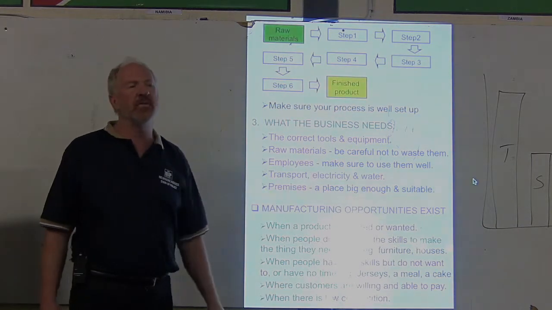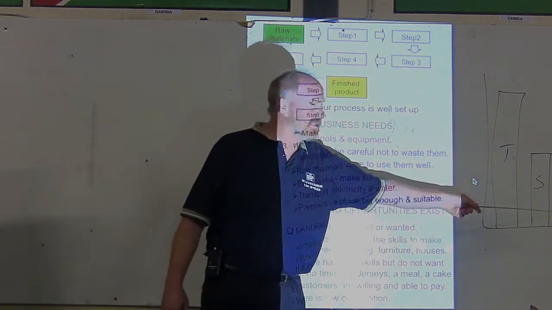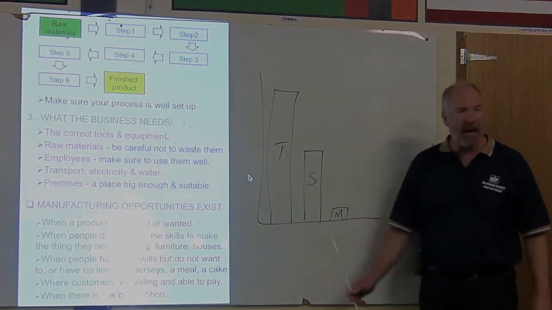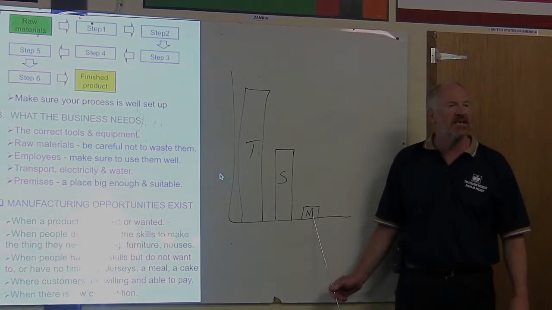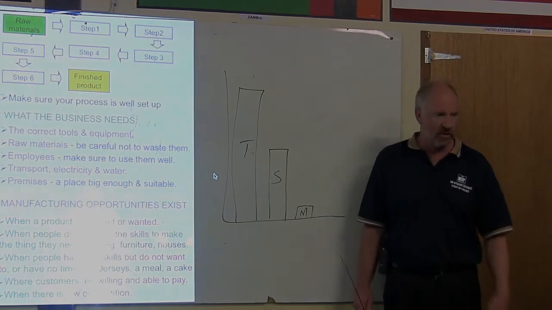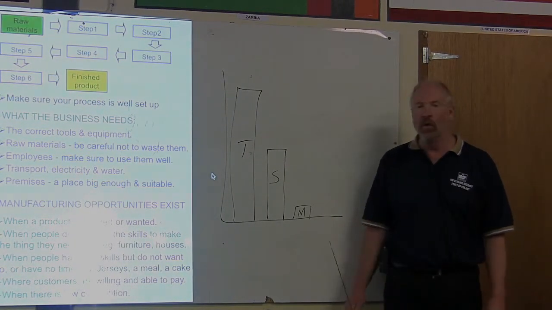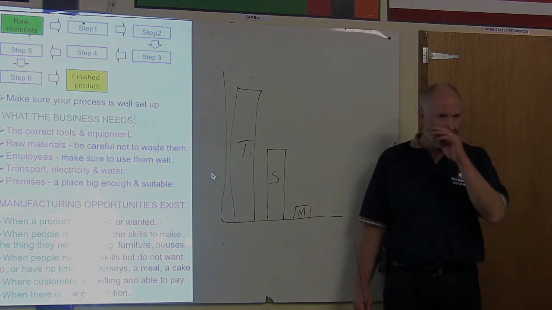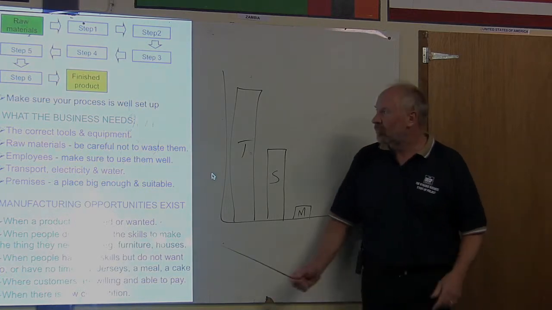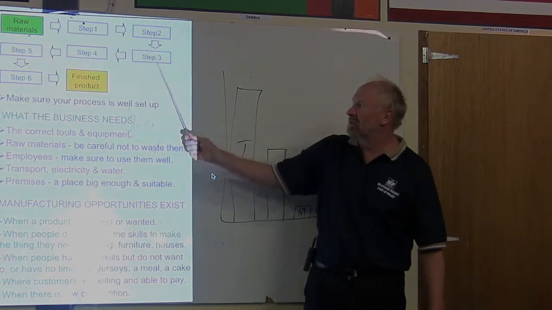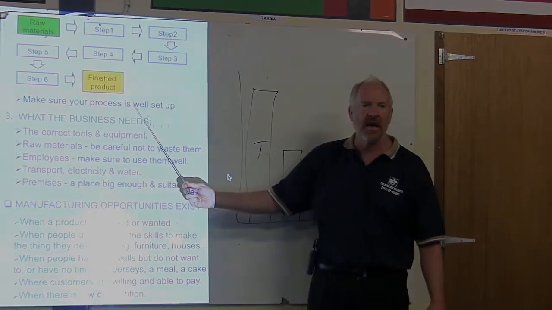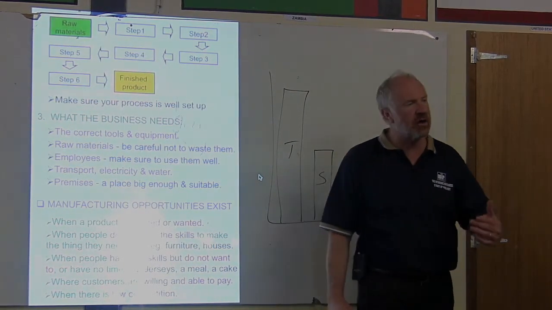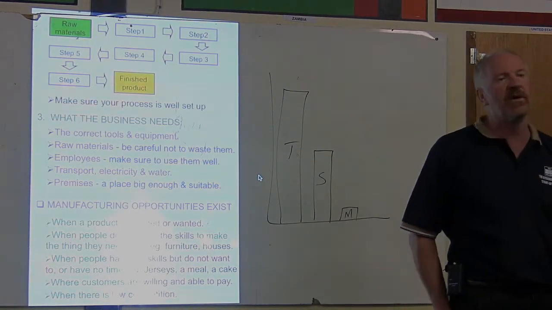Now, to answer your question from the previous lecture: why is the manufacturing business on our bar graph here so low? Simply because it's the most difficult business to run of all of them. There are just so many factors that need to be taken into consideration. So if you look at your step-by-step process, and it really is a process, you have to make sure that your process is very well set up in order for you to make money.